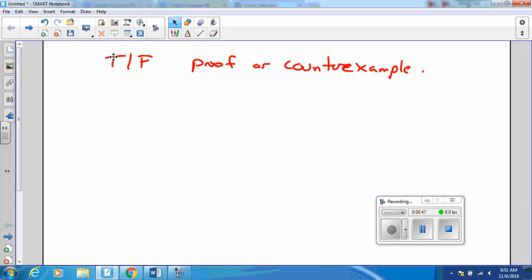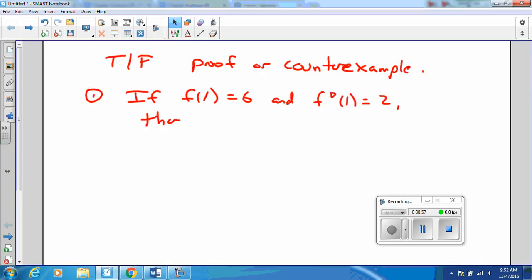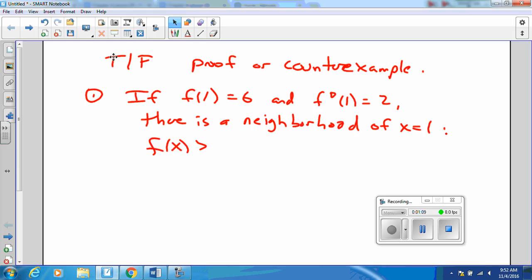The first question, true or false: if f of 1 equals 6 and f prime of 1 equals 2, there is a neighborhood of 1 such that f of x is greater than 6.